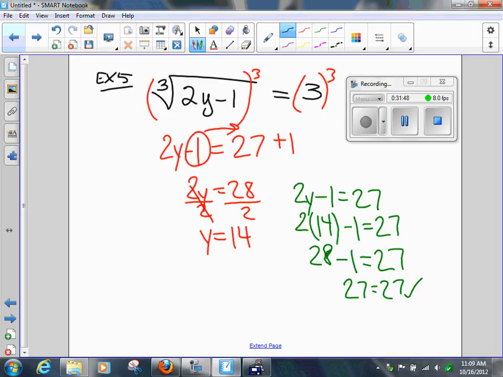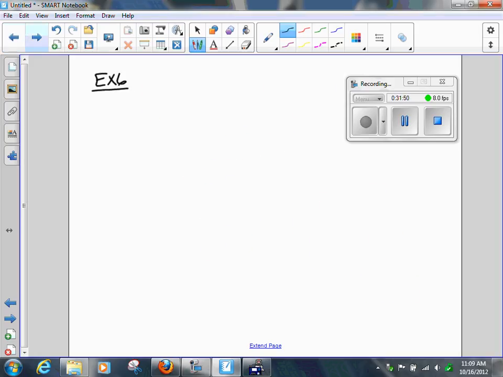Calculator can be a beast sometimes. If it says to check on paper, then you need to check on paper. Fair enough? Okay. All right, here you go.